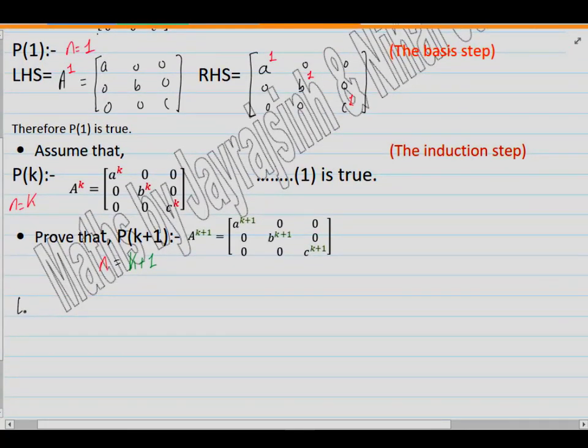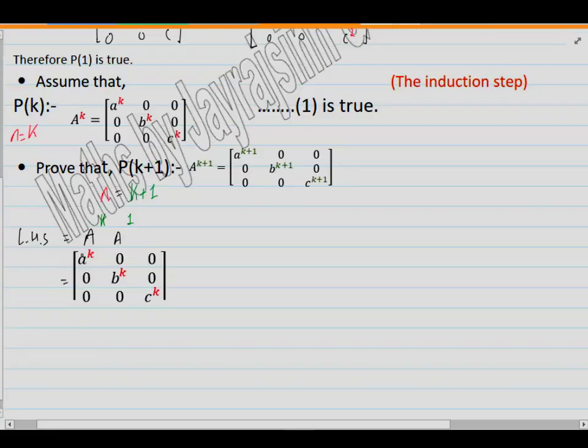In the left hand side we have A raised to k plus 1, or we can split it into A raised to k into A raised to 1, right? Okay, let's put the value of A raised to k from the first equation, which is the matrix a raised to k, 0, 0, 0, b raised to k, 0 and 0, 0, c raised to k. Now let's put A, which is given in the question, and here it is. Now to get our required result we just have to multiply two matrices. Actually both are diagonal matrices, right? So using the property of diagonal matrices we can get the multiplication easily.